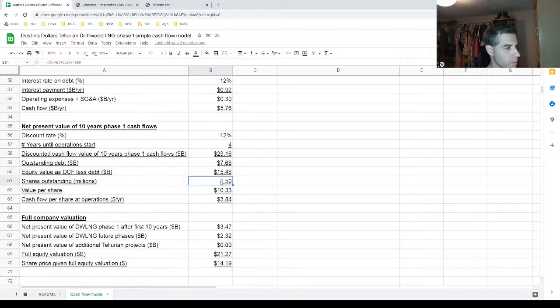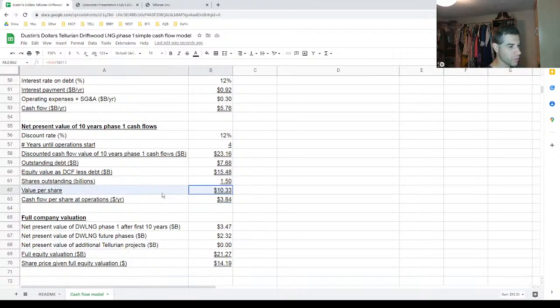Then when we look at how many shares are outstanding, this is actually in billions, not millions. Billions of shares outstanding, about 1.5. This pulls from some of those lines way up top in terms of how much they have to dilute to come up with the equity portion. And then divide that out, and that gets you to your current net present value per share of Tellurian, given all of those assumptions. I also put a fun metric in here, which is the cash flow per share once operations start. So that would be $3.84 when Driftwood LNG actually starts up.